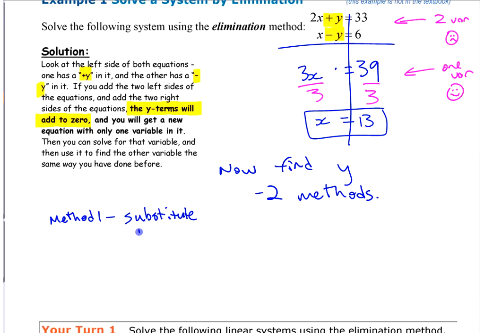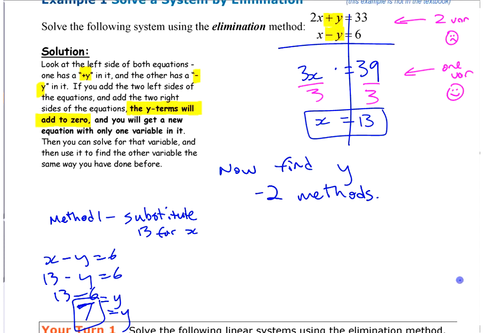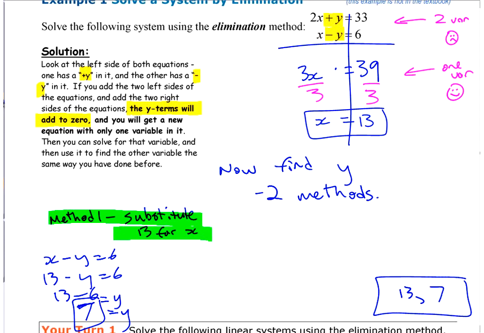Substitute 13 for x. So in other words, you could take either one of those equations and put 13 in there for x. So you could say x minus y equals 6. You could say 13 minus y equals 6. Y is 13 minus 6, so 7, right? And so you'd know your solution is 13, 7. That's one method, right? One method is substitute. The other method is, you could just go back and add the equations again.